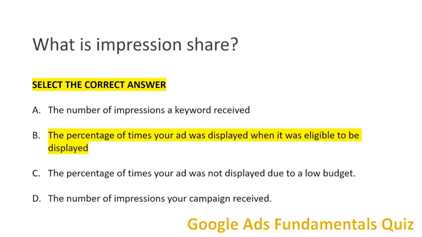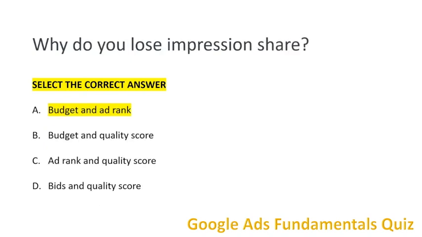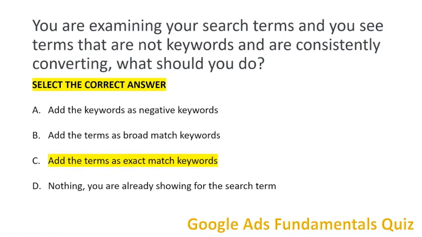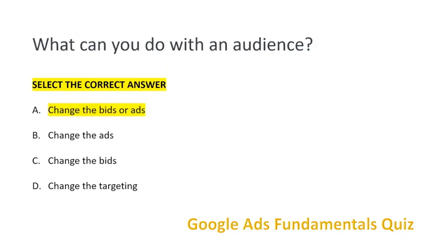What is impression share? A. The percentage of times your ad was displayed when it was eligible to be displayed. Why do you lose impression share? A. Budget and ad rank. Search terms are not keywords and are consistently converting. What should you do? A. Add the terms as exact match keywords. What can you do with an audience? A. Change the bids or ads.